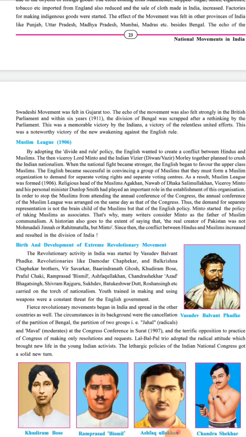Thus the Bang Bang and Swadeshi movement gave a huge victory to India. By this movement, India got a huge victory, and the whole of India was awakened to fight against British rule. The division of Bengal was undone by the British Parliament, and this was a memorable victory of India, which became united in its efforts, a noteworthy victory of the new awakening against English rule. I hope you all have understood till here. In the next video, we'll move ahead.